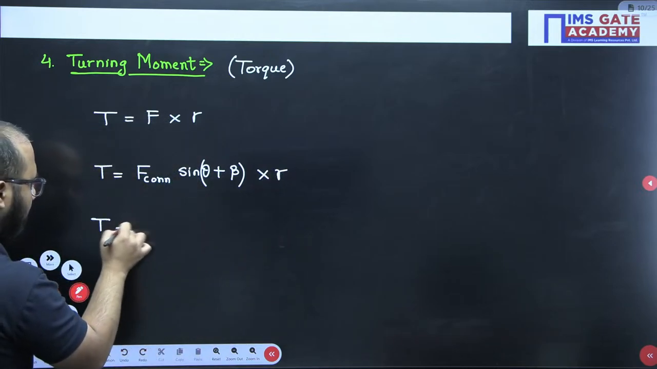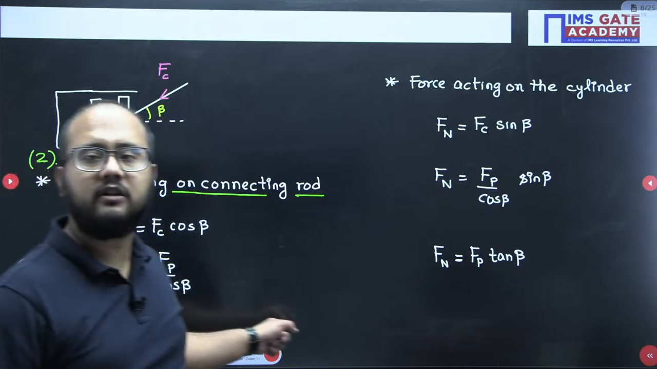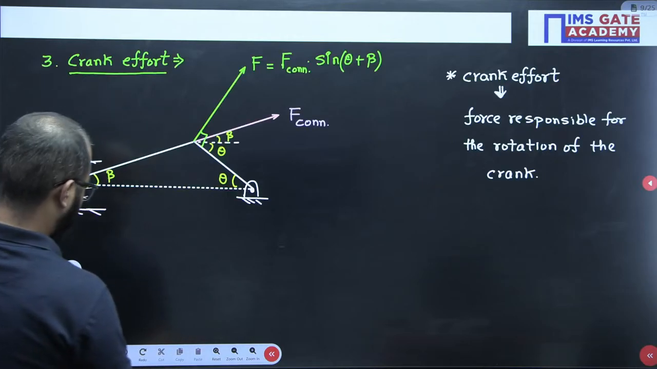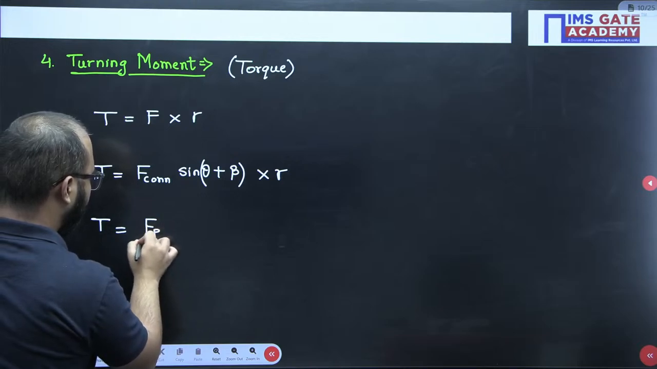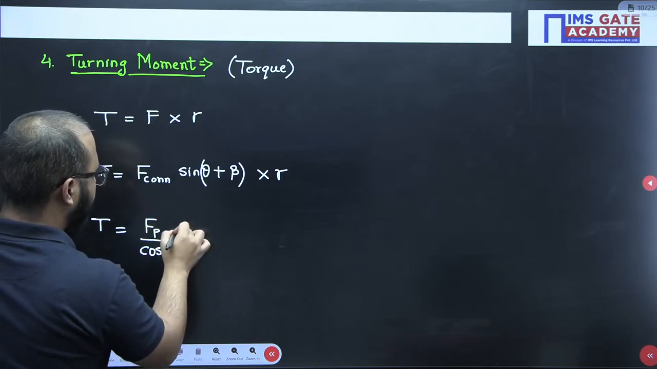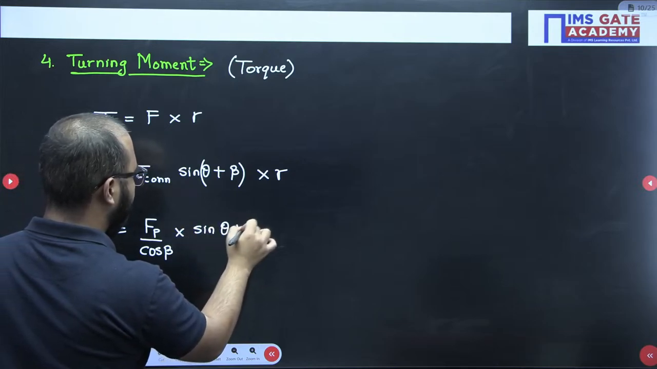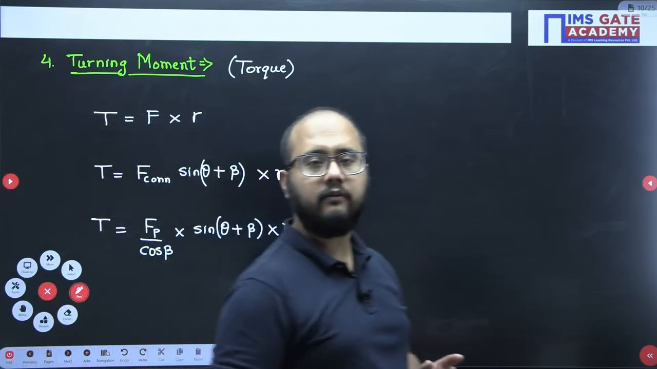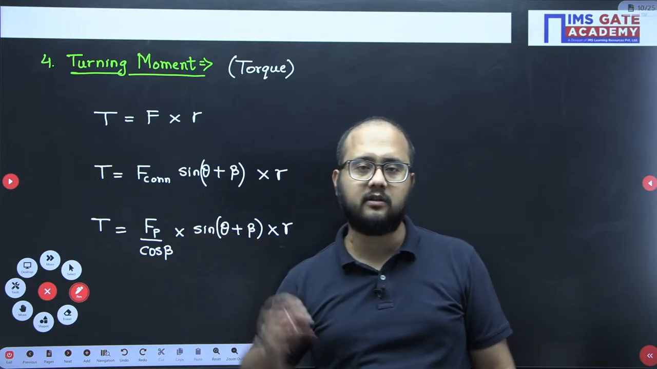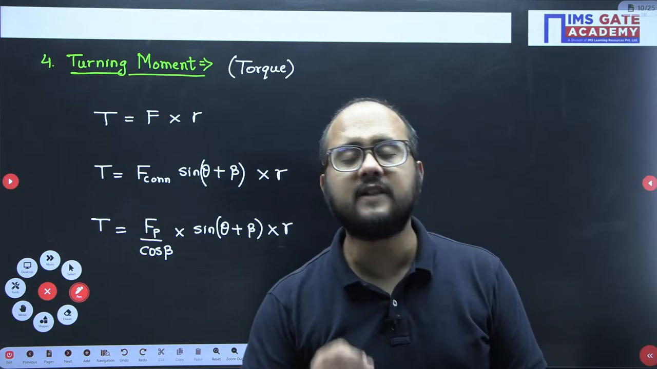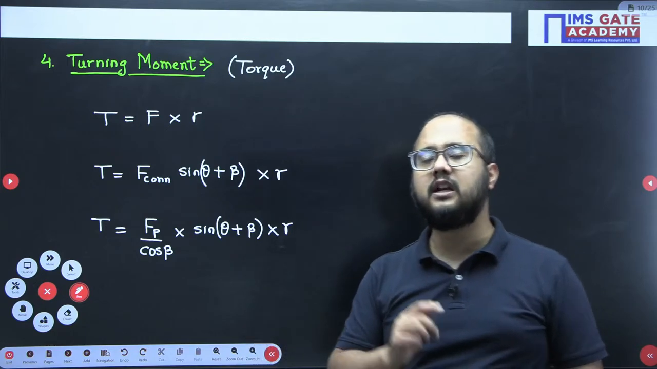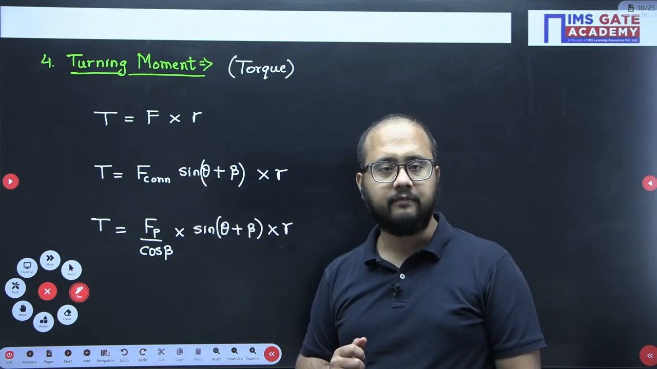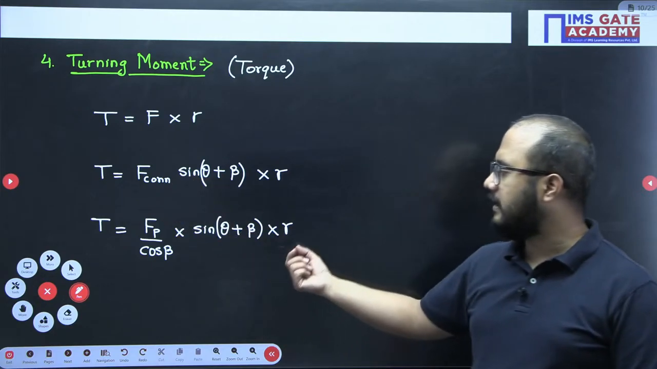Now, how have we calculated the connecting rod force? It is FP divided by cos beta. So multiplied by sin(theta plus beta) into R. Why do we want to convert this turning moment in terms of FP? Because the FP value will be given to us, since that is the input motion. The input motion is provided to the slider or the piston, so that information we will have. That's why we write the FP value in the turning moment, not the connecting rod force. So sin(theta plus beta) divided by cos beta, into R.